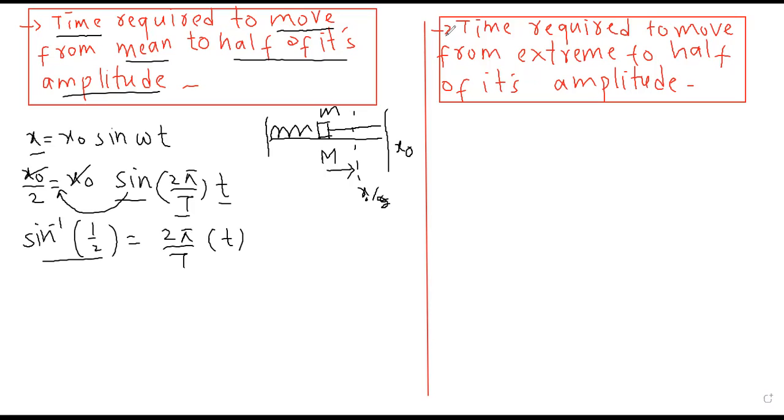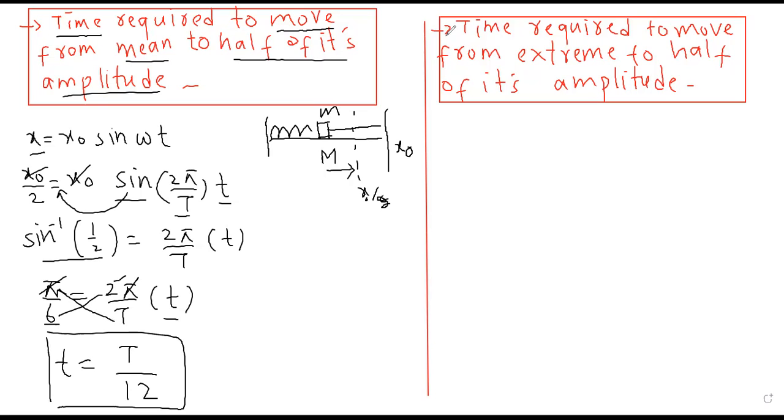Sine inverse of 1 over 2 is 30 degrees, and 30 degrees becomes pi by 6. So here we have pi by 6 equals 2 pi divided by capital T multiplied by small t. Pi gets cancelled, and we have to calculate the small t here. So 2 comes here and capital T goes there. So small t becomes T divided by 6 multiplied by 2, which is T by 12. So that is the given time in which the mass covers a distance equal to half of the amplitude. But remember this: the body must start from the mean position.